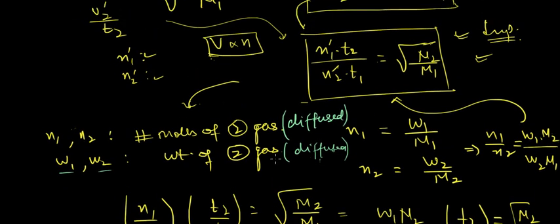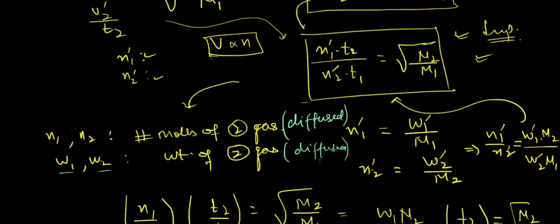Okay, so here let's say we know that N1 dash is equal to the weight of the gas which diffused in another container divided by the molar mass of the gas, and similarly for N2 dash we can write N2 dash as W2 dash divided by M2. So N1 dash upon N2 dash can be written as W1 dash M2 divided by W2 dash M1.